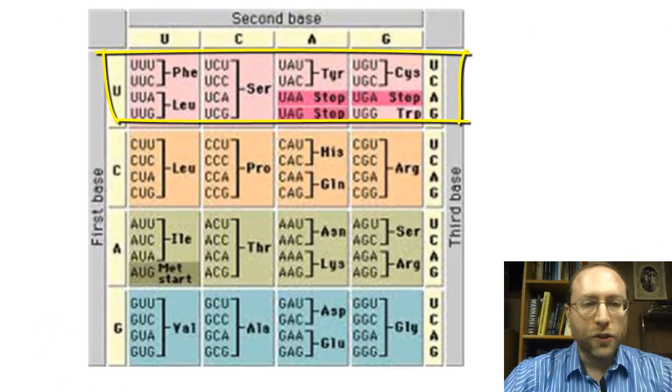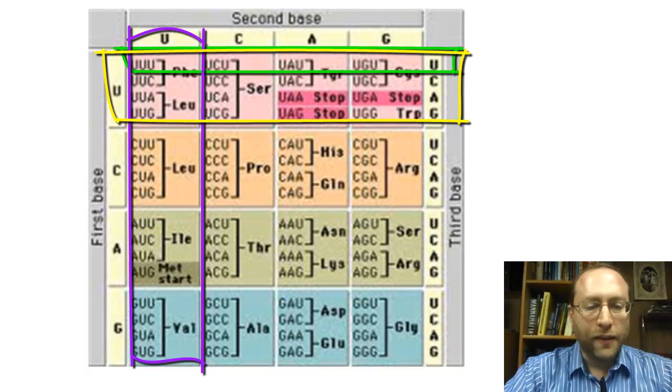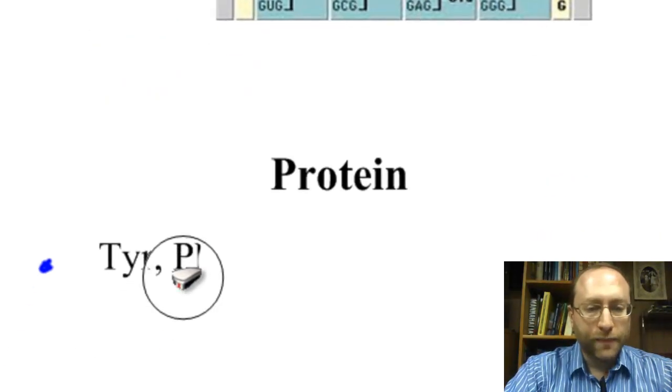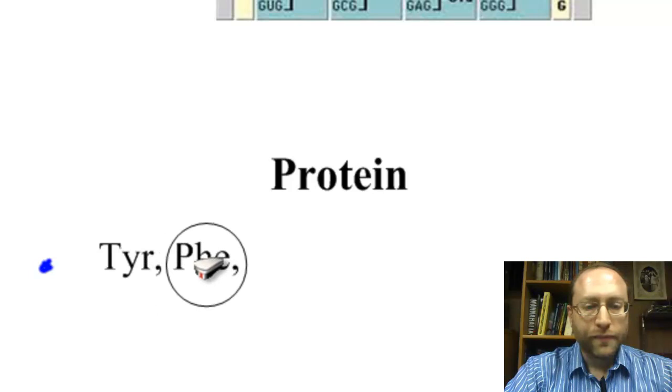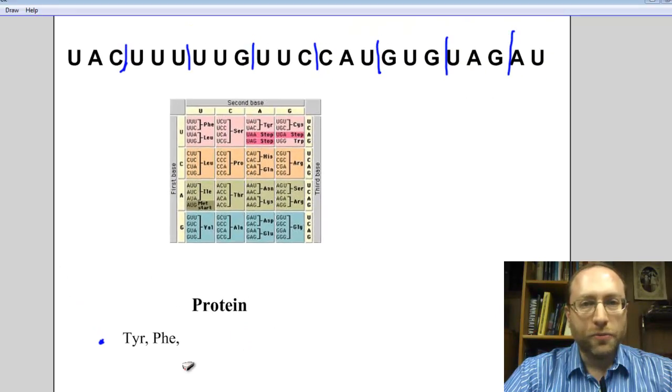UUU. So let's go to our first base of U, second base of U, third base of U, and we have phenylalanine, or PHE. And yes, sometimes in Regents exams you are expected to do this, and you may be expected to do this on one of my exams.